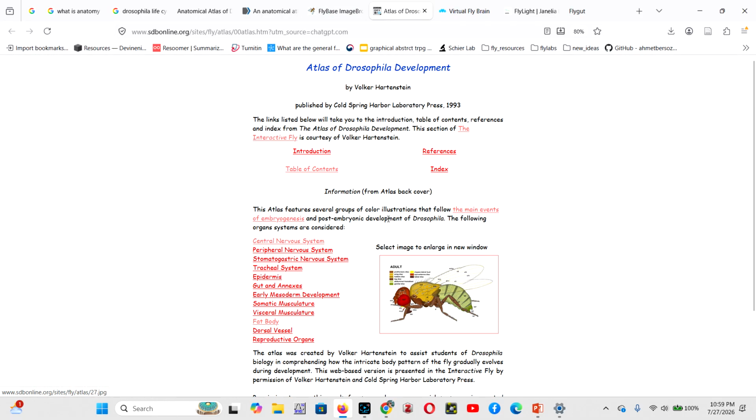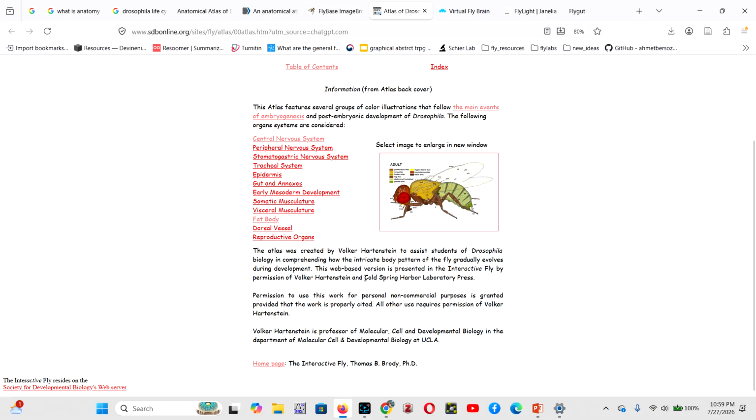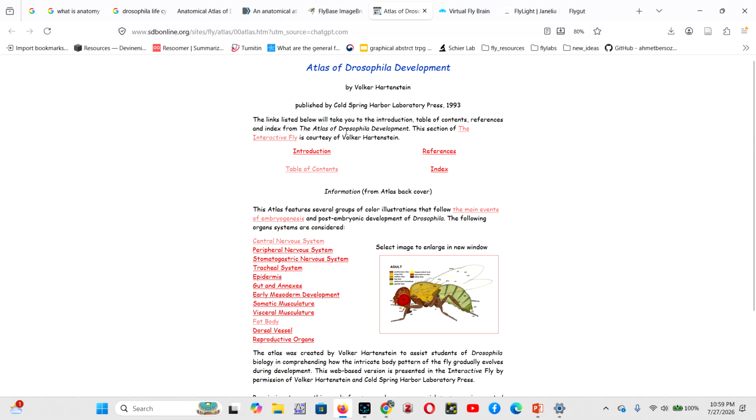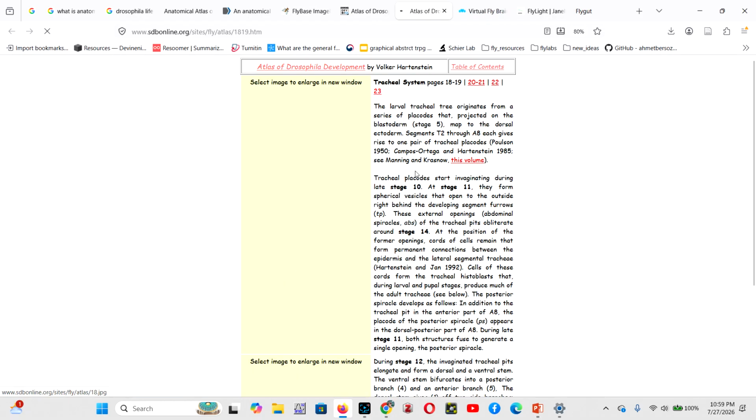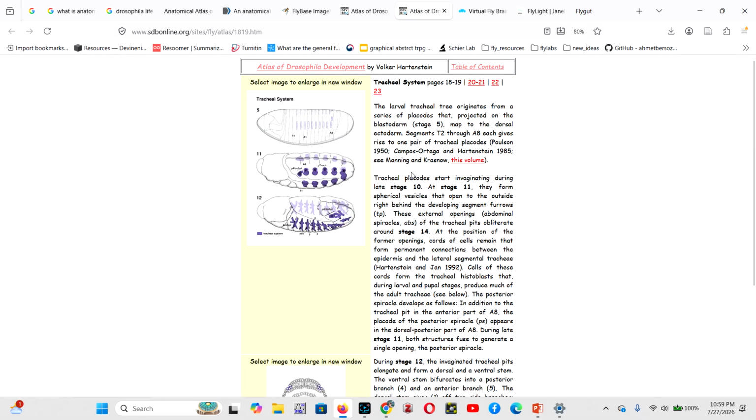Then we have another resource, which is the Atlas of Drosophila development. This is also a very excellent resource. You can go through each part, and sometimes when we talk about Drosophila melanogaster, the researchers are working on a very specific system or a specific organ. So if you're working on the tracheal system, you can just click here on the tracheal system, and it's going to give you a very quick and brief overview of this system.